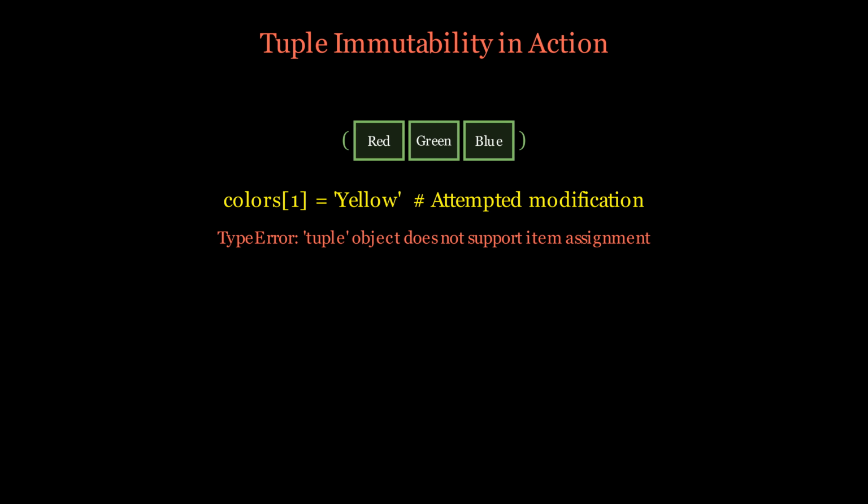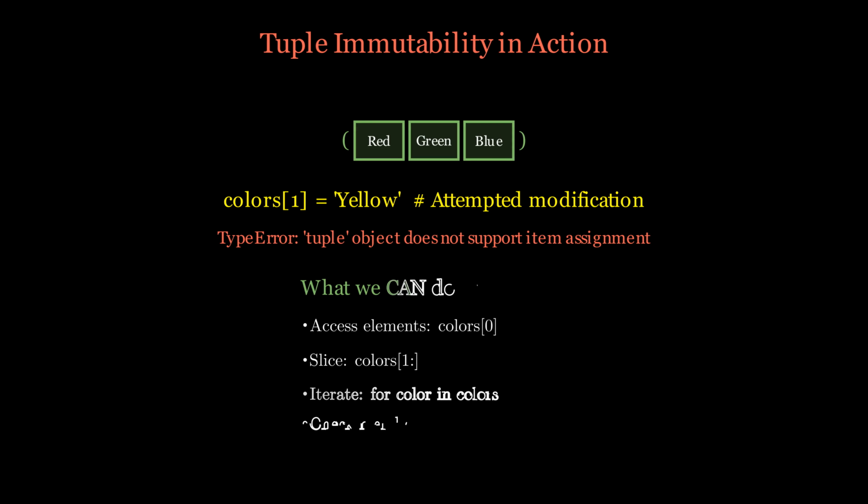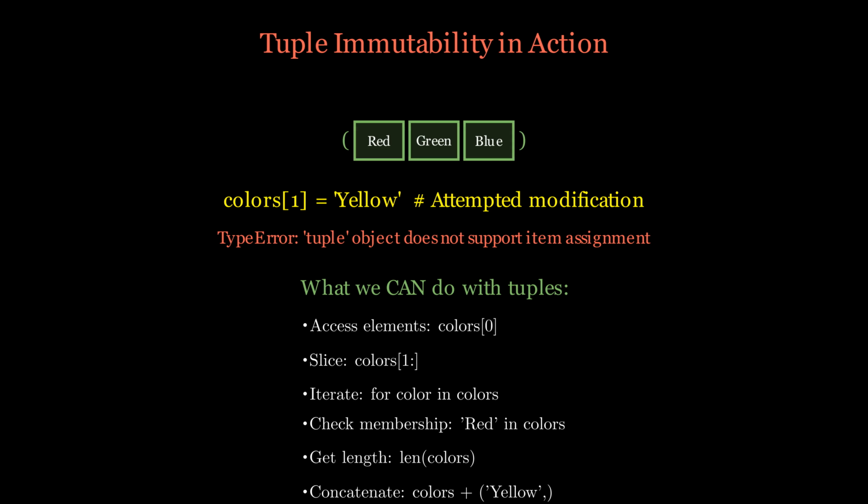It ensures data integrity. However, we can still access elements, slice, iterate, check membership, get length, and concatenate tuples. Concatenation creates a new tuple rather than modifying the original. While tuples have fewer methods than lists due to immutability, they support essential operations for data access and analysis.